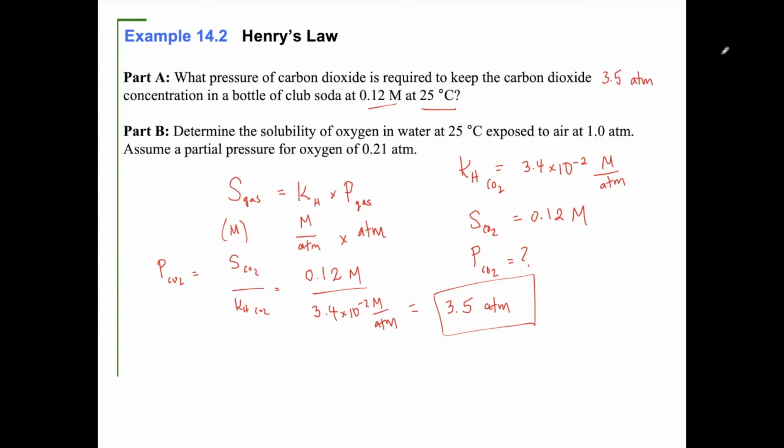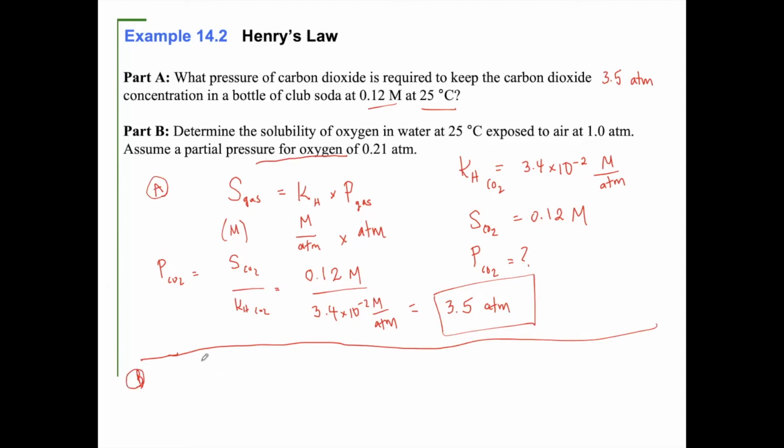For part B, determine the solubility of oxygen in water at 25 degrees Celsius exposed to air at 1 atmosphere. Assume a partial pressure for oxygen of 0.21 atmospheres. Okay, so we're only interested in the oxygen here, right? So we see that the partial pressure of the oxygen is 0.21 atmospheres. I'm just going to draw a line here to demarcate these two problems. This is problem A, problem B.